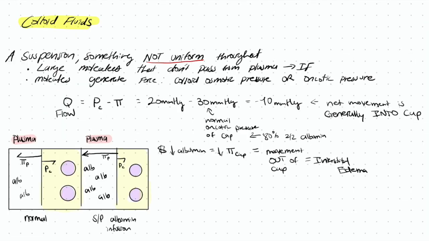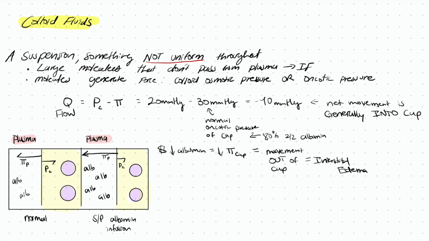Okay, cool. Now let's talk about colloids. As I mentioned earlier, colloids are basically suspensions. They are not uniform throughout. They contain large molecules that do not pass from the plasma to the interstitial fluid. What happens is these molecules generate something called an osmotic force or oncotic pressure. Let's talk about this some more.